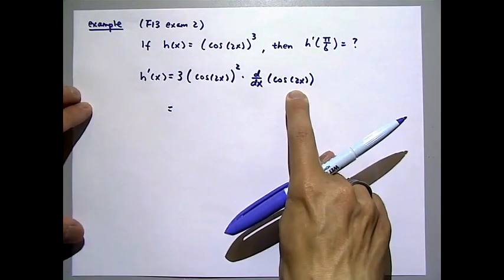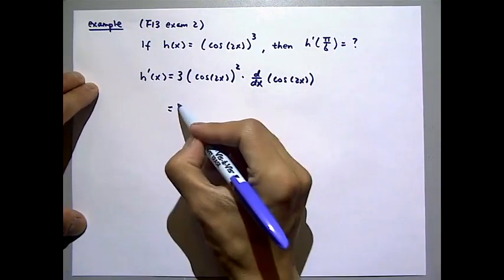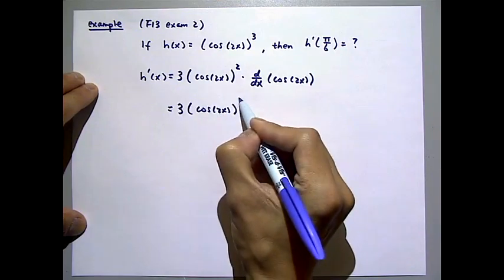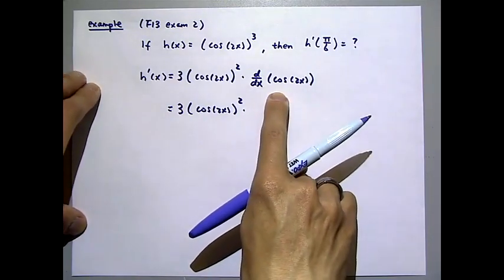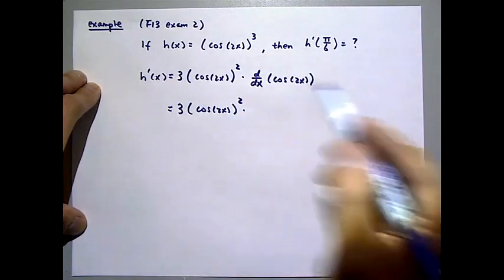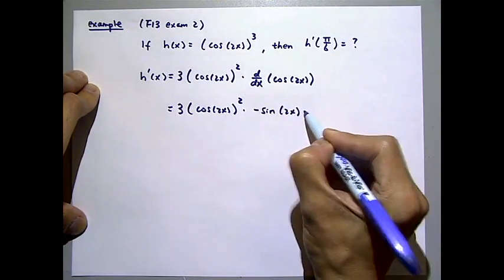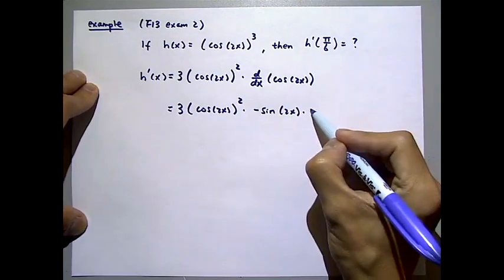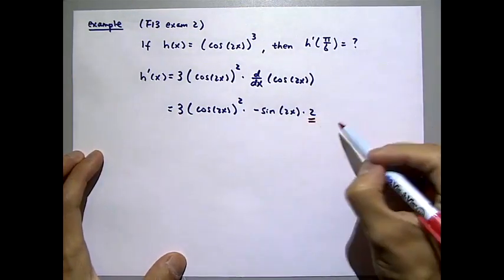And now you notice that this here requires another chain rule, right? So we get 3 cosine of 2x, the whole thing squared. Here we have cosine of blah. Derivative is minus sine of blah times the derivative of that. And now this is the key part, right?